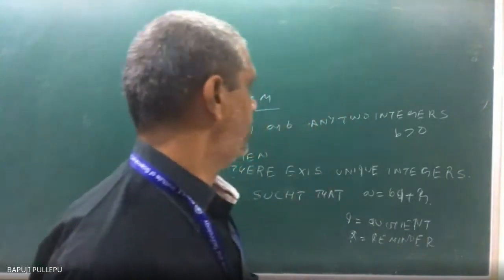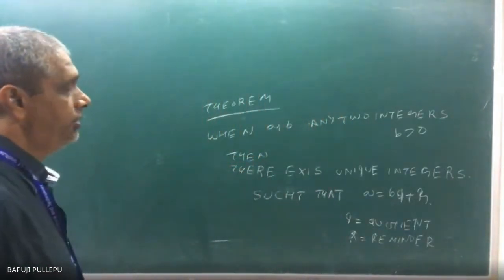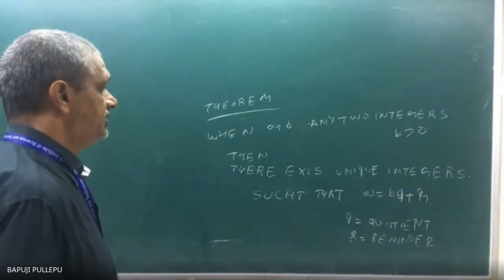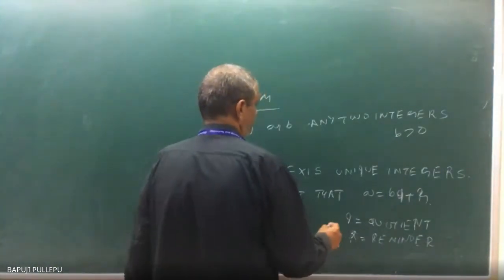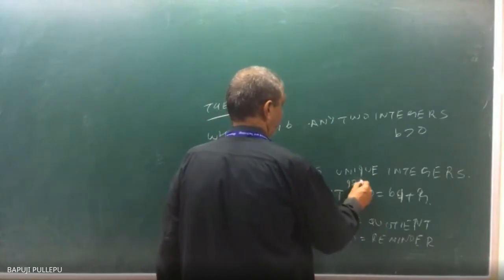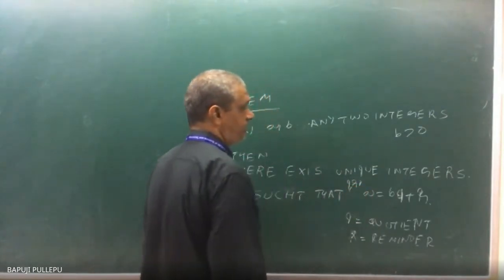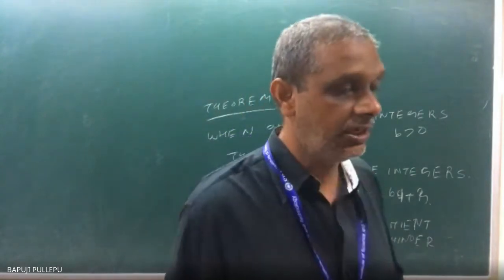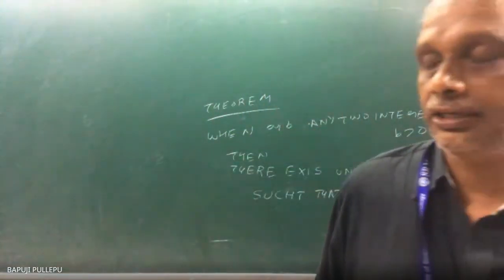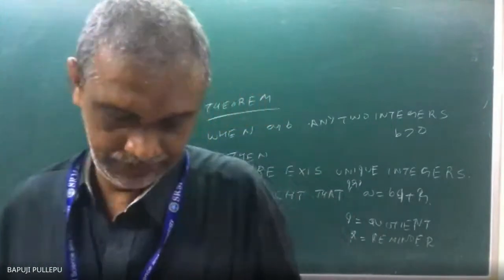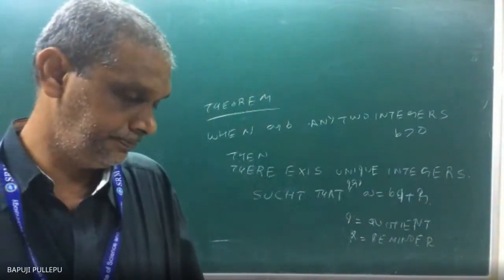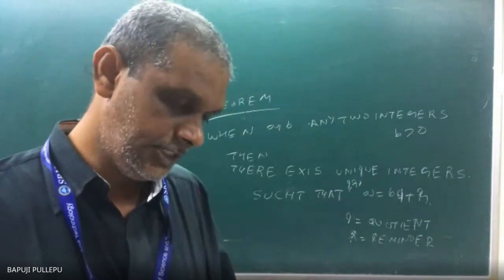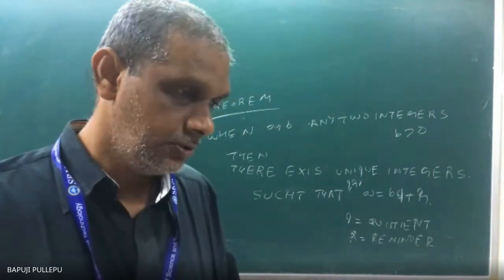If A and B are any two integers, B greater than 0, then there exist unique integers Q and R such that A is equal to BQ plus R, where Q is the quotient and R is the remainder. Understanding or not? Any doubt? Any problem?